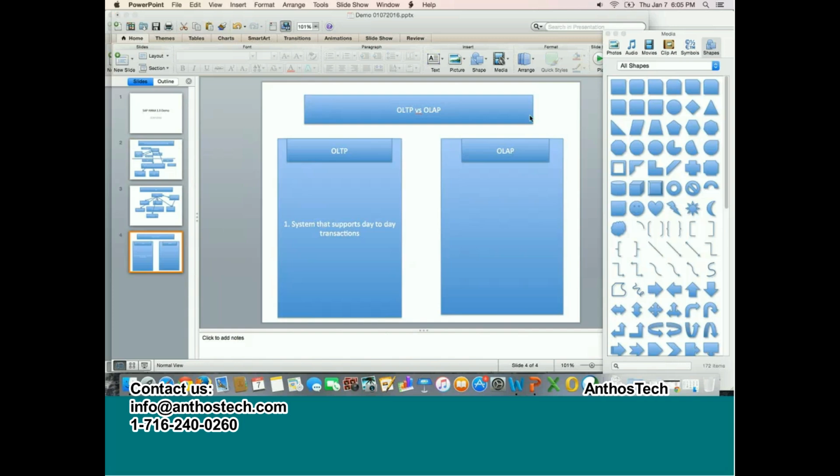So now, a system that supports day-to-day activities, like I explained a few minutes before, that system is called an OLTP system. This particular system supports real-time transactions. Clearly understood, right? So any sales order that is being created, a customer placing a sales order, that is supported by the OLTP system.